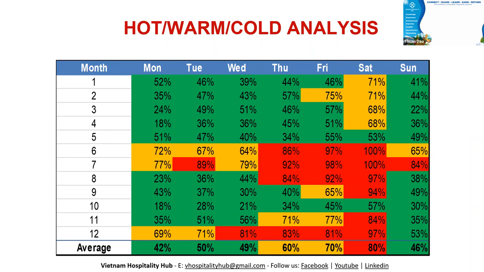Another analysis, also very popular but very powerful, we call hot, warm, and cold analysis. On the screen now you see I display 365 days during the year, from January to December, with Monday, Tuesday, Wednesday, Thursday, Friday, Saturday, and Sunday. And then the average, that means the occupancy of the hotel for the closing month. All right, so average of the year.